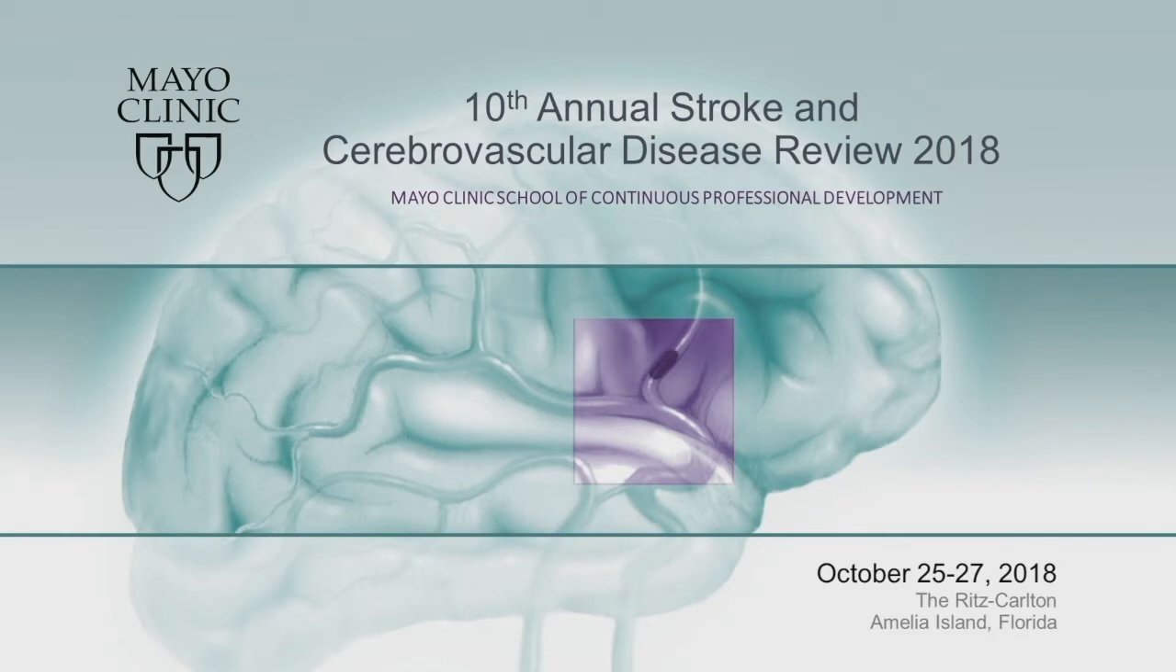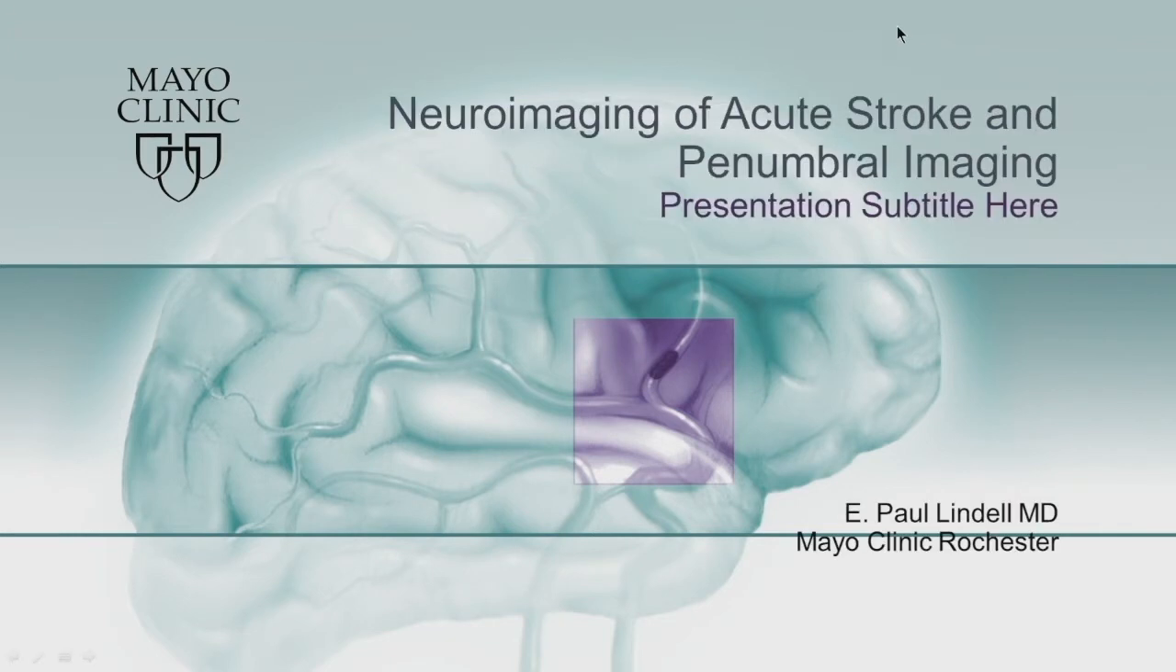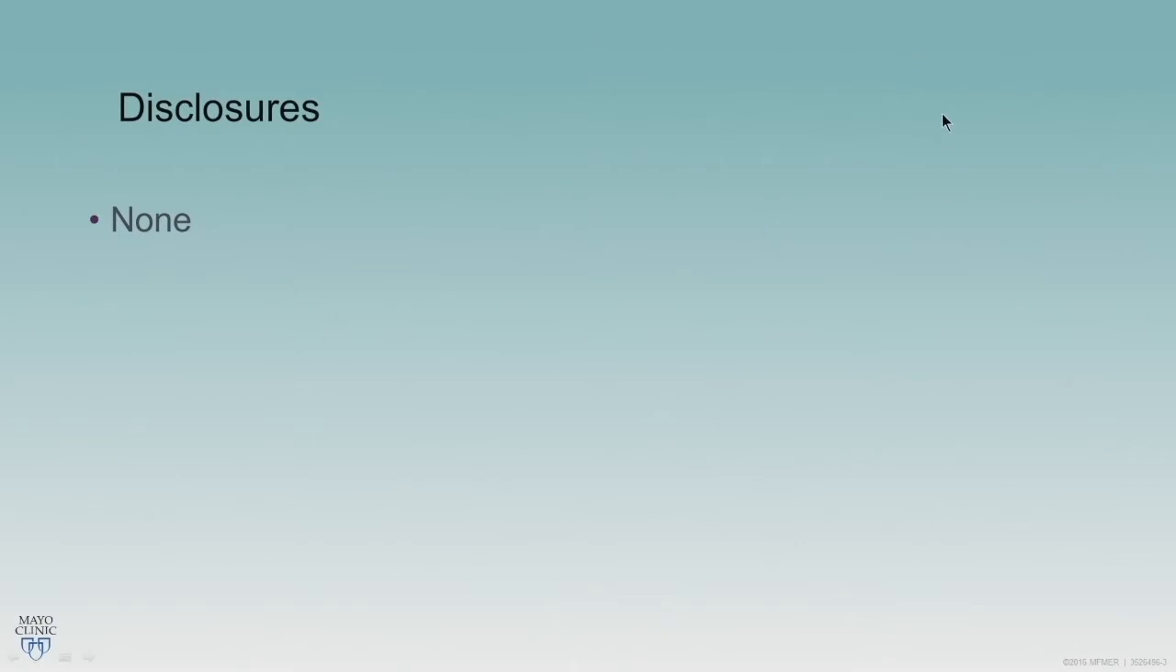I'd like to thank the organizers for once again inviting me, and it's a pleasure to speak to you. What I'd like to do today is to talk to you in a practical approach about imaging in stroke. In the past, I have had a considerable amount of CTA, MRA, MRI in this, but given the topic of penumbral imaging, I'm going to concentrate for the most part on CT right now. I have no disclosures.